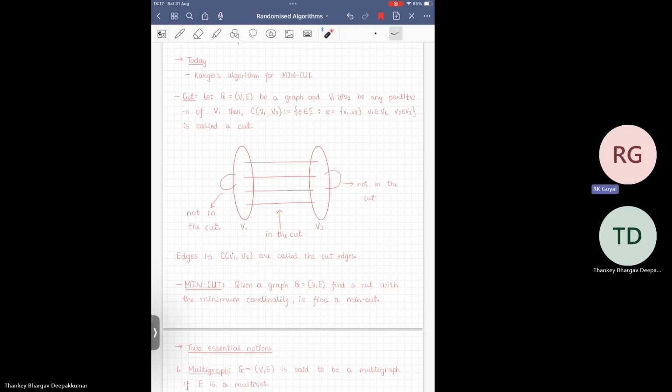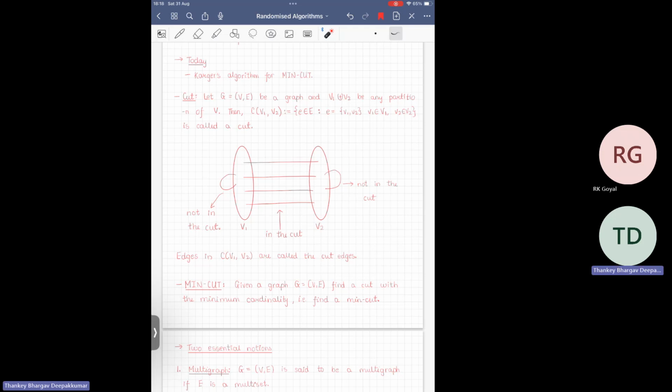But are we talking about the directed graph or the undirected one here? Okay, undirected. And if the graph were already disconnected, then the minimum cut would be zero, right? Because there is a vertex which is not connected to other vertices, let's say.